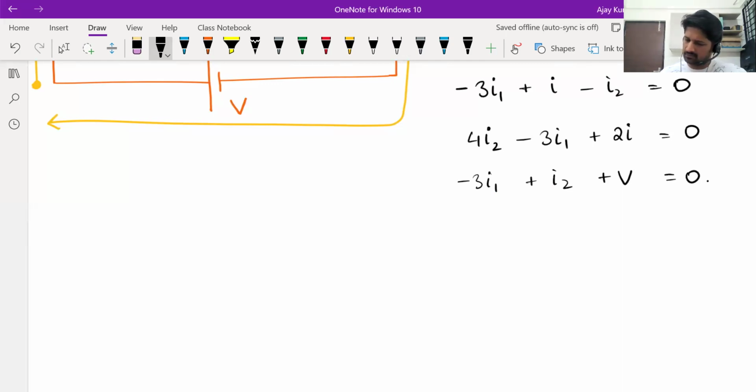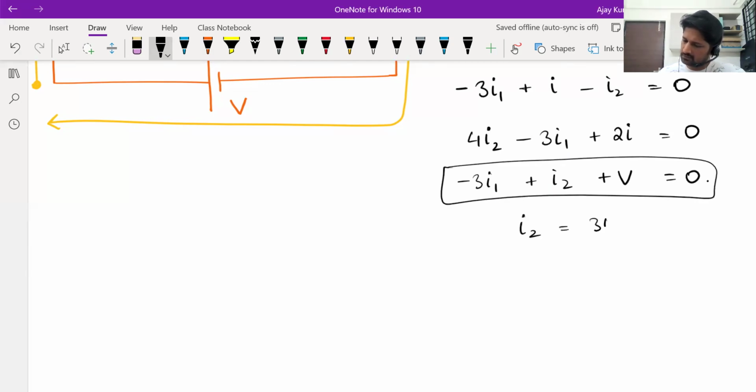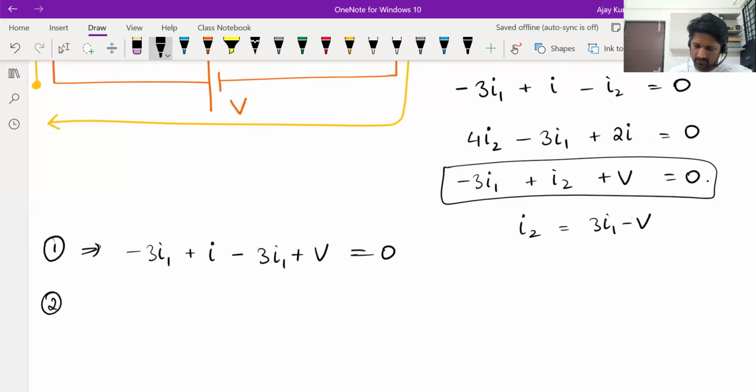Okay, we'll use the third equation. From the third equation, we can say I2 is equal to 3I1 minus V. We will put this in the second and first equations. So the first equation now becomes minus 3I1 will stay as it is, plus I will stay as it is, minus of I2 becomes minus 3I1 plus V is equal to 0. And the second equation becomes 4 times of this. So 4I2 means 12I1 minus 4V, minus 3I1 plus 2I is equal to 0.